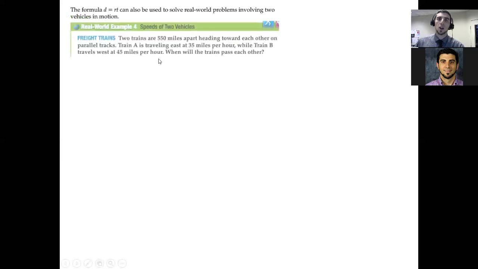Okay, so the formula D equals RT can also be used to solve real-world problems involving 2 vehicles in motion. So 2 trains are 550 miles apart heading toward each other on parallel tracks. Train A is traveling east at 35 miles per hour, while train B is traveling west at 45 miles per hour. When will the trains pass each other?